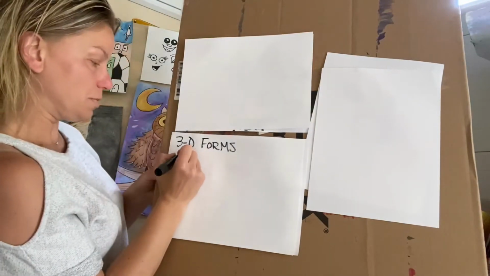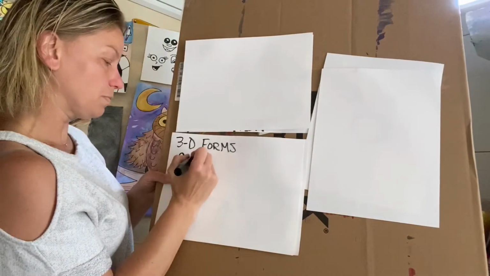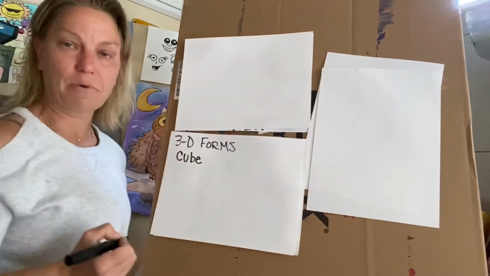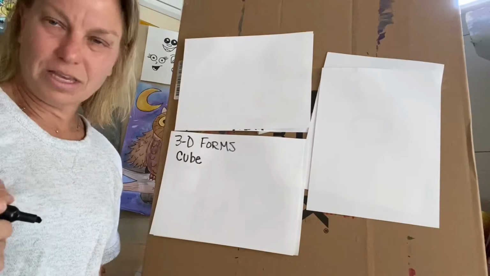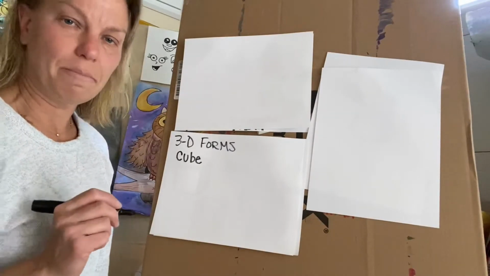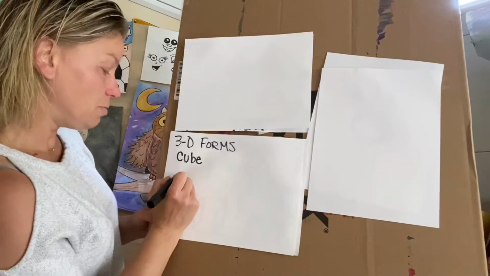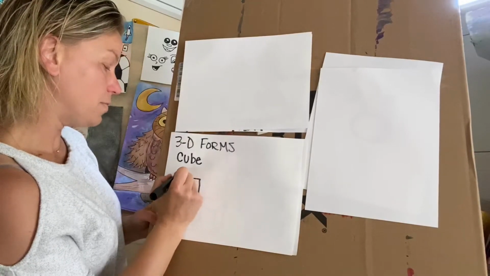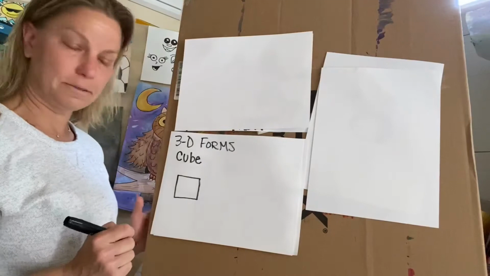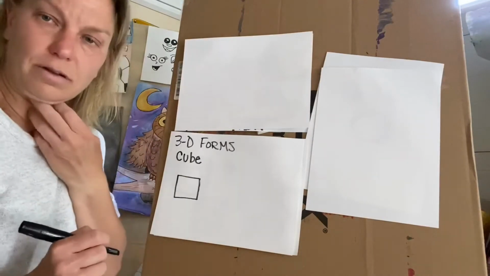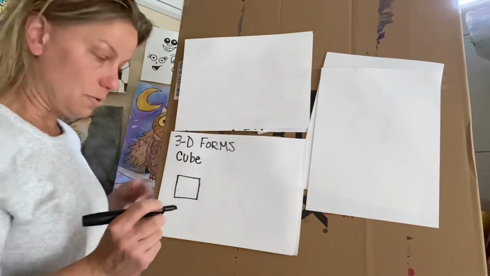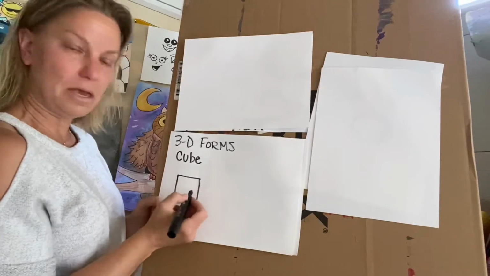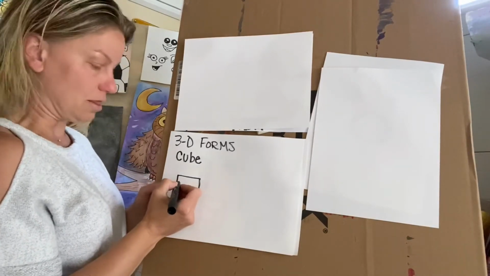First one we're going to do is a cube, C-U-B-E. Again, I'm writing with a marker so you can see it better, but it's best if you do a pencil. So for a cube, the shape is a square, and the square is 4 even sides. The first one is going to be an opaque square, so it means you're not going to be able to see the bottom and the left side.